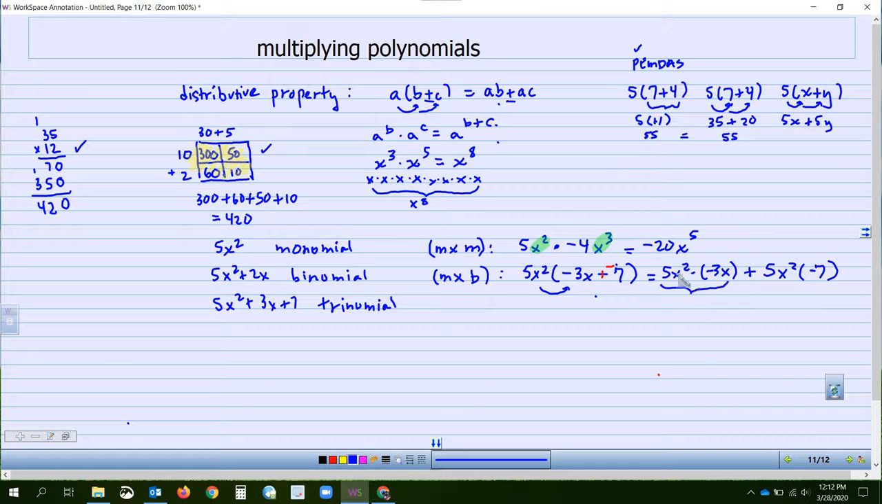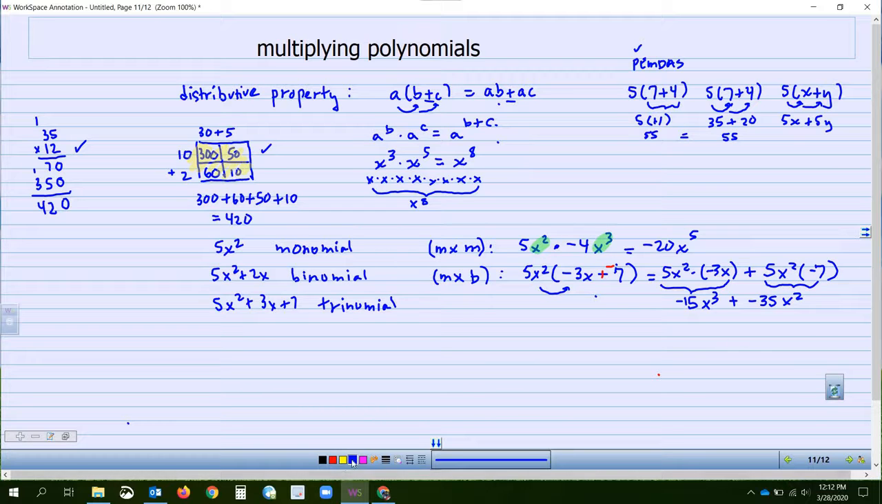So let's multiply these two. 5 times negative 3 is negative 15. X squared times x is x to the third plus 5 times negative 7 is negative 35, and this doesn't have any x term here to get multiplied, so it's just negative 35x squared.